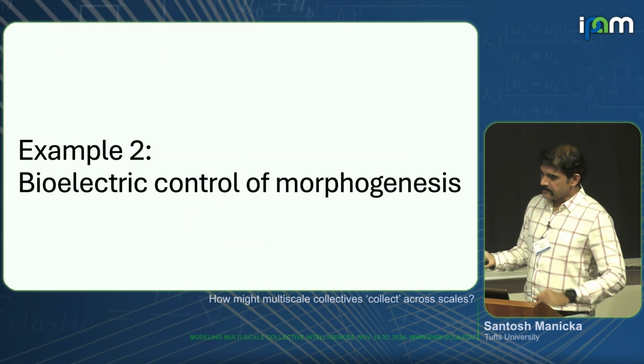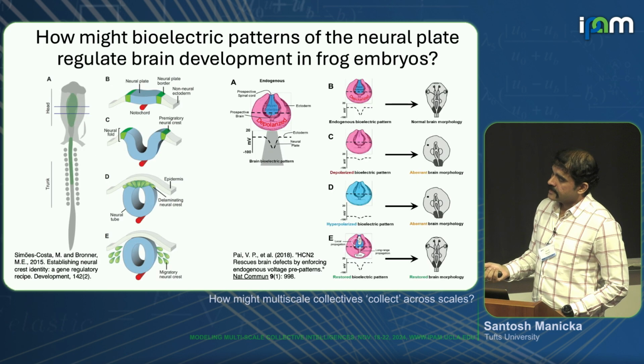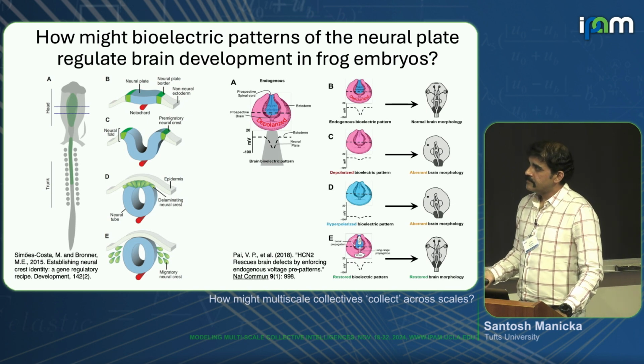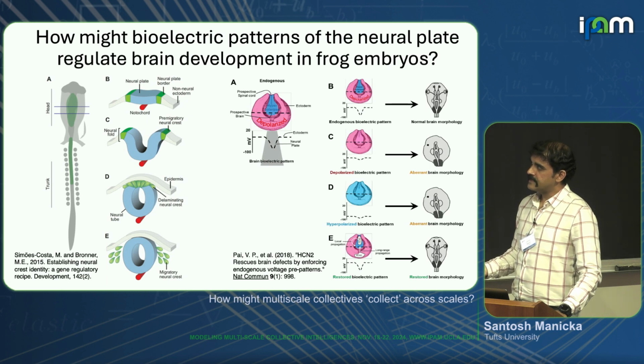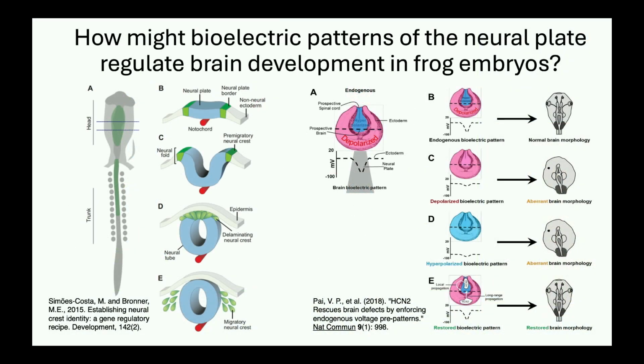Okay. So let me move on to the second example. This is the phenomenon of bioelectric control of morphogenesis. In frog embryos, those embryos go through a process called neurulation. At a very early stage of the embryo, there is a 2-dimensional sheet of cells known as the neural plate that then folds into a neural tube. This neural tube then extends into the spinal cord and later differentiates into the brain and so forth.